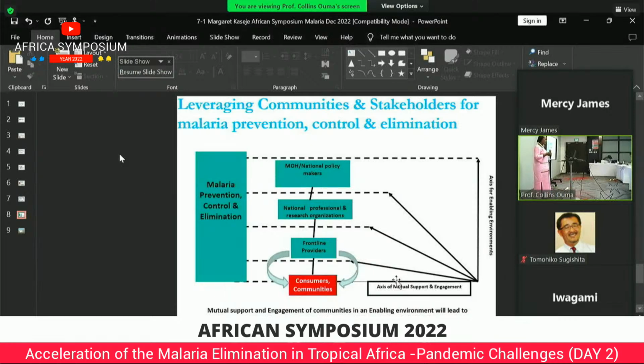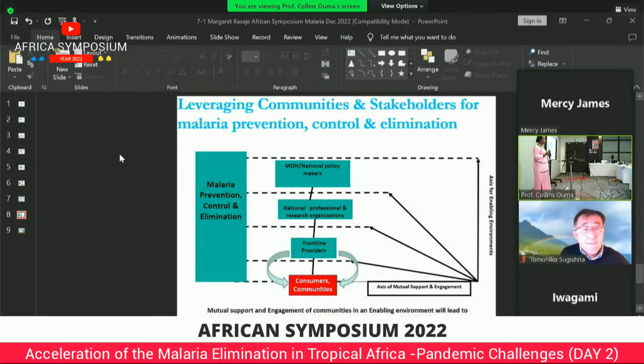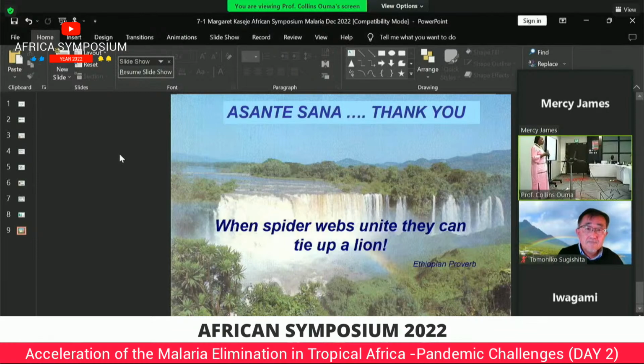The frontline providers, and there we have consumers who are the communities. And I'm proposing that this is a critical area in this strategy of malaria elimination. Let's put a bit more effort into the community, because as we engage them, then we are going to see new steps. Because at the end of the day, it comes back to them. Are they going to use the medicine? Are they going to use the intervention? And we need to give them a greater role in planning for malaria elimination.